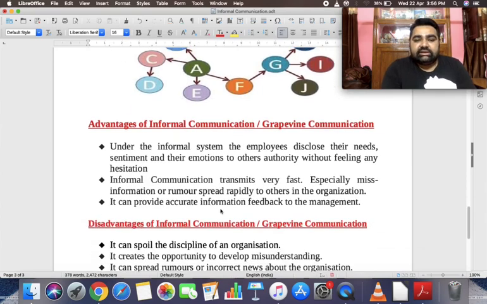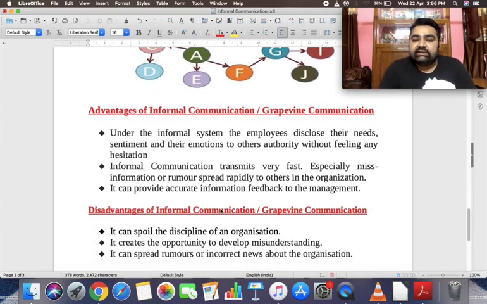Now these are the advantages and disadvantages of informal communication, or you can say grapevine communication. Under the informal system, the employees disclose their needs, sentiments, and emotions to higher authority without feeling any hesitation. As it doesn't follow any kind of path, the employees are free to tell the information to anyone and anywhere. So in this informal system, they are very much free to disclose whatever sentiments or emotions they are having to other authorities.